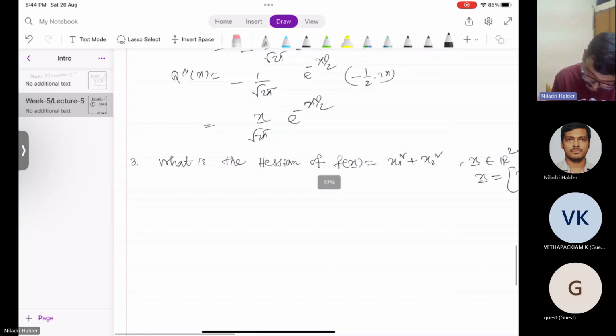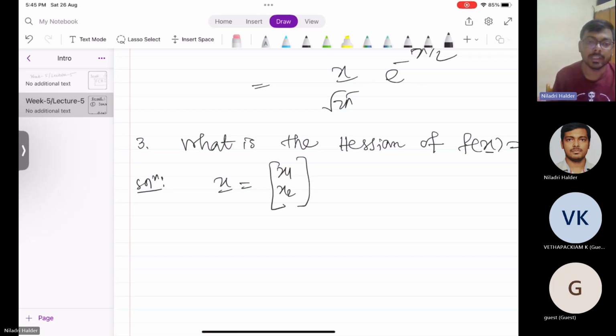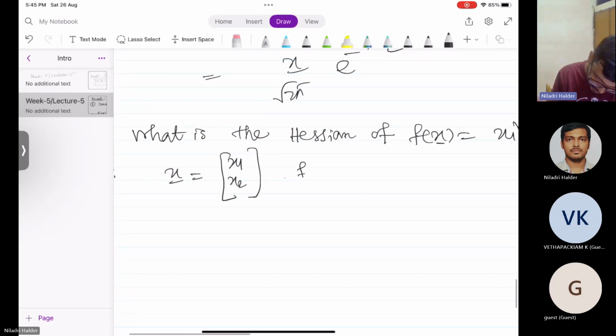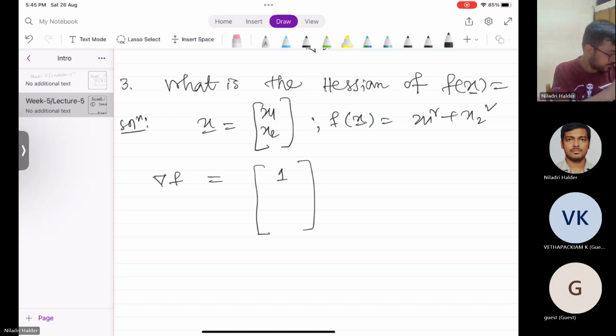Okay. So the solution is: x is a vector, a two-dimensional vector. There are two components in x. So f of x is equal to x1 square plus x2 square. Then what should be the gradient of f? Okay. So what is the gradient of f? That is equal to the derivative with respect to x1, so that is equal to 1.